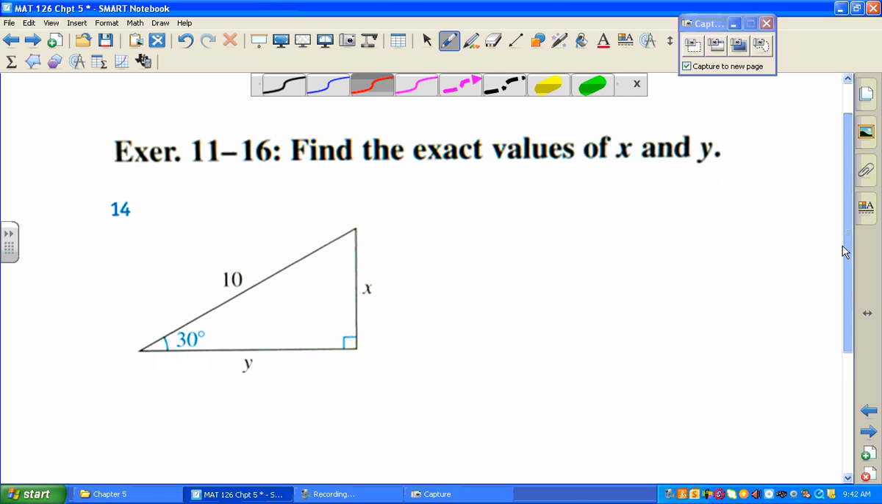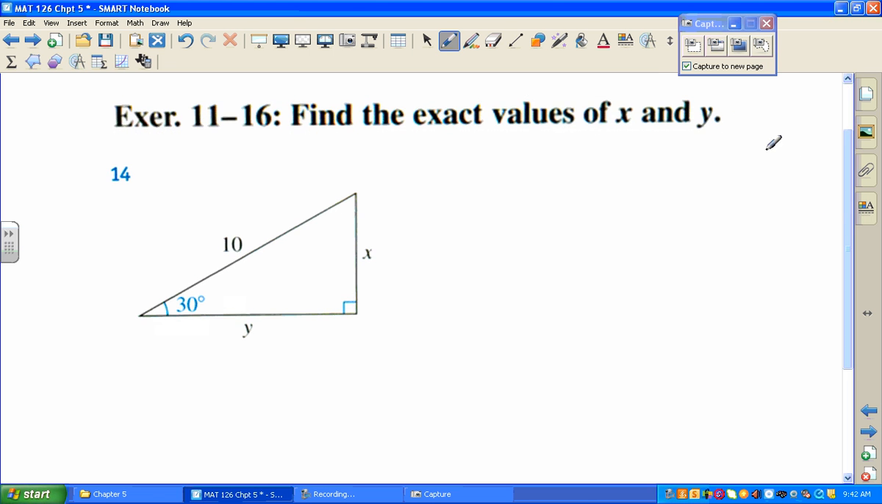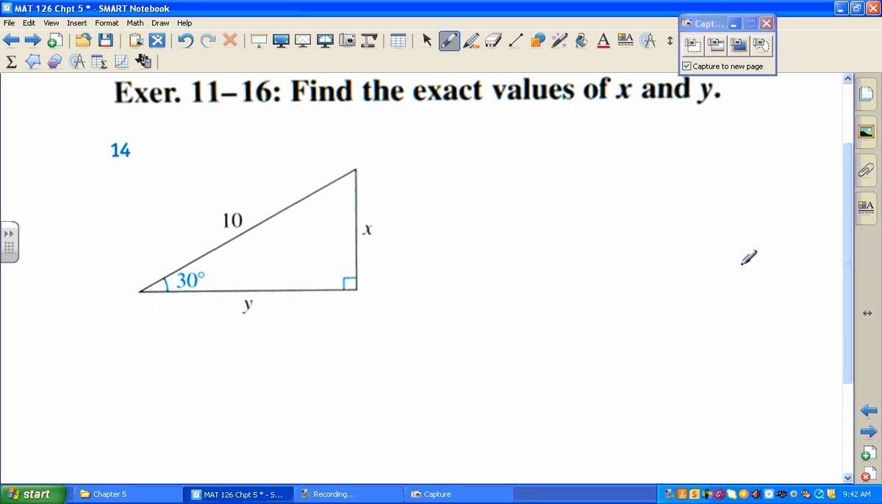Right here. Find the exact values of x and y. I call them the spirit of 7th hour. I know.